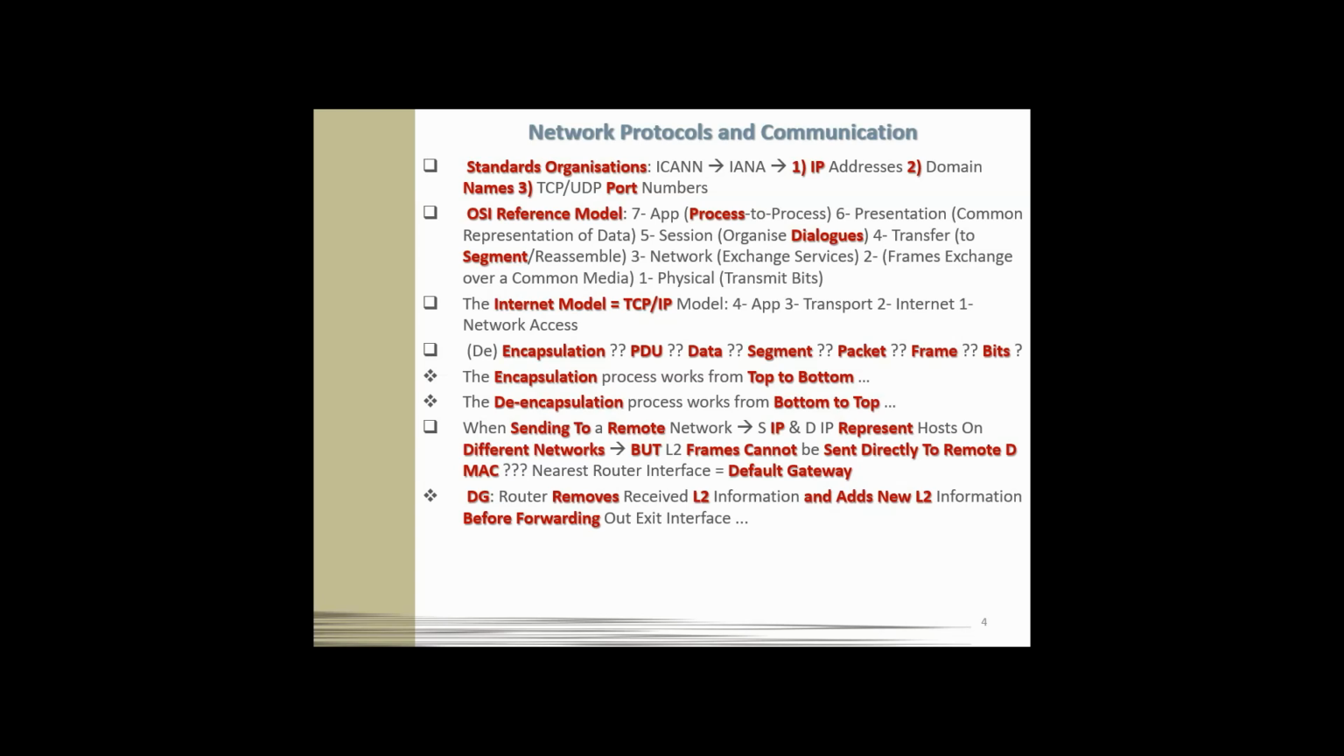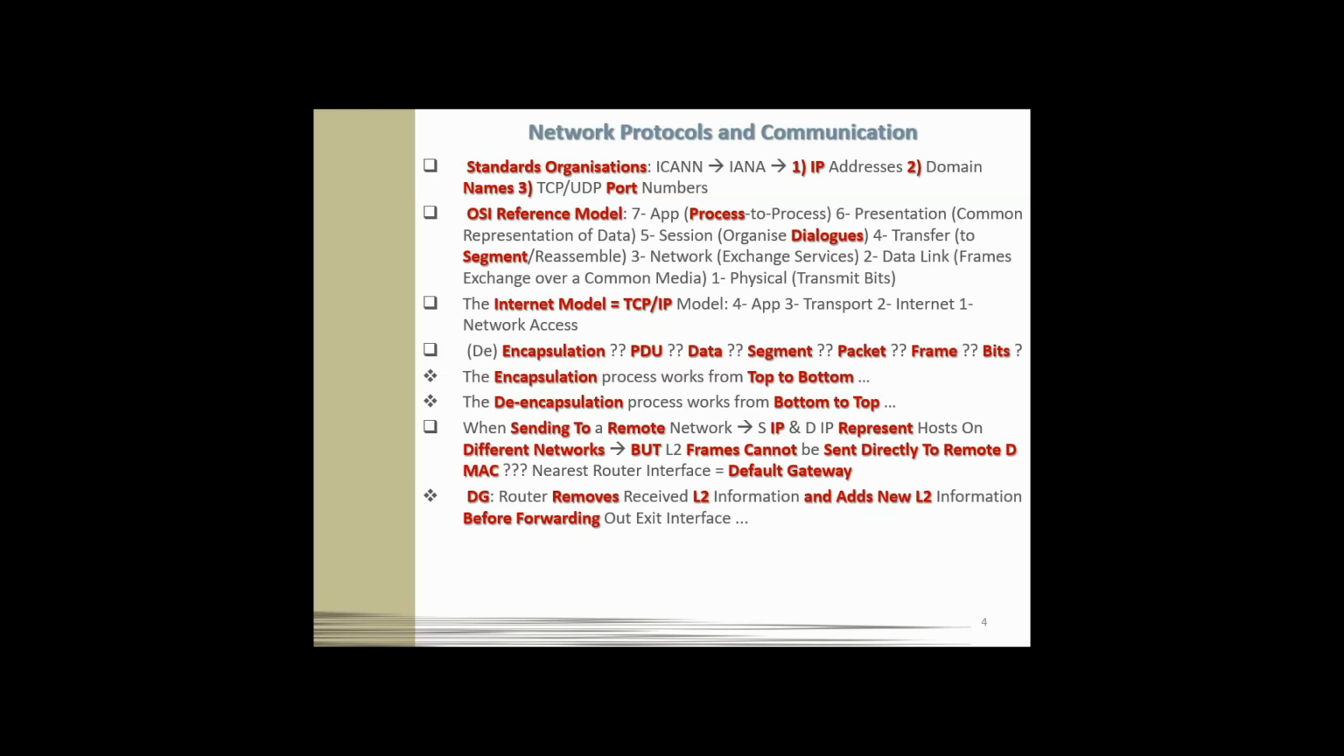Next up, we've got the OSI reference model, and then we have the Internet model or TCP/IP reference model. A protocol suite, very important to know the definition for it. It's a set of protocols that work together in order to provide comprehensive network communication services. In terms of the OSI reference model, these protocols that work together can be application protocol, presentation protocol, session protocol, transport protocol, network protocol, and data link, and finally physical layer. These seven, from top to bottom, as I just named them, work together to provide comprehensive network communication services.